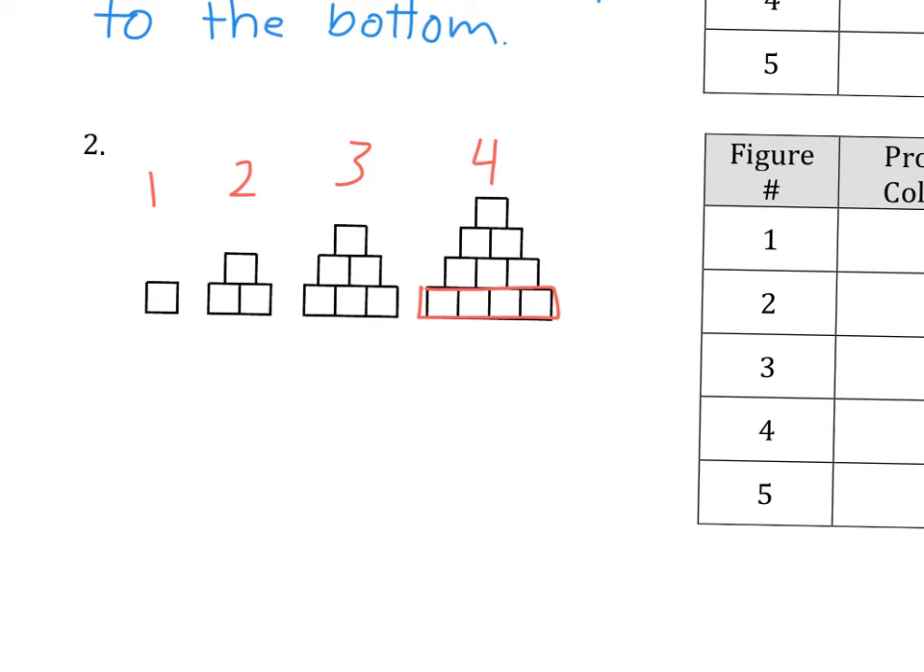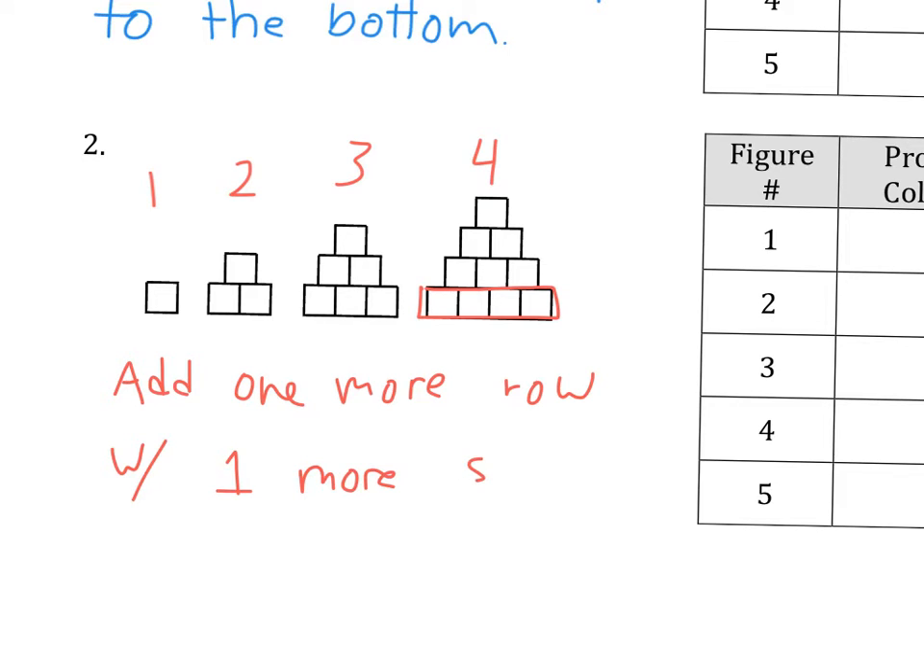So maybe to describe this, we say add 1 more row with 1 more block or square. So I will do a speedy version of it with dots to get like that. That's just speedy up.